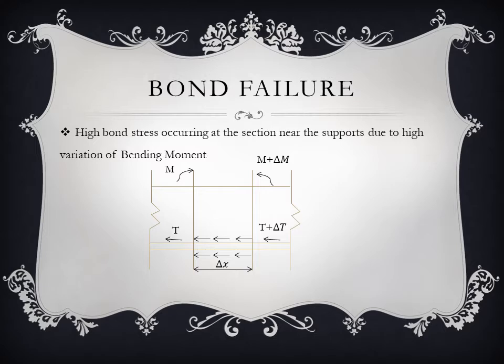Now, as per IS code, there's a formula for development length for both bond failures. We'll be using it to control such failures. There is a particular formula for development length and its value has to be either greater or lesser so as to prevent this failure. Now to know that, first let's check what is development length.